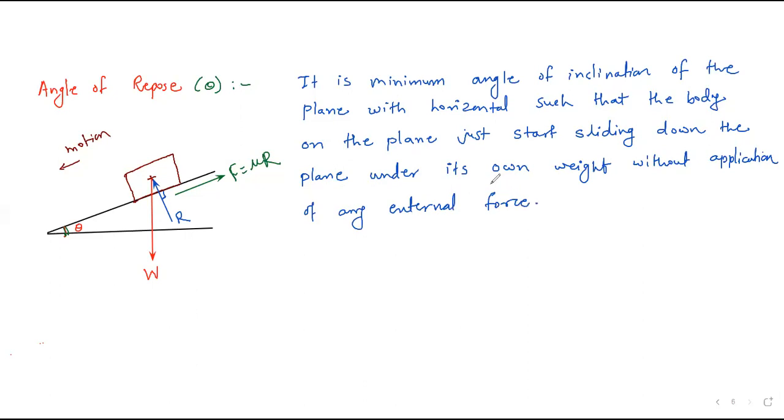Full stop. Okay. It is denoted by theta. So this minimum angle is called the angle of repose, and it is denoted by theta. Okay.